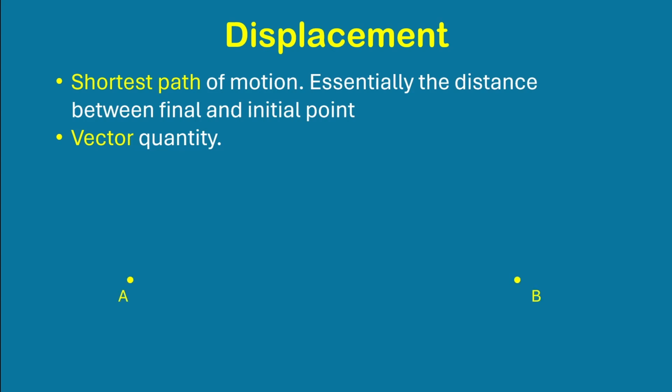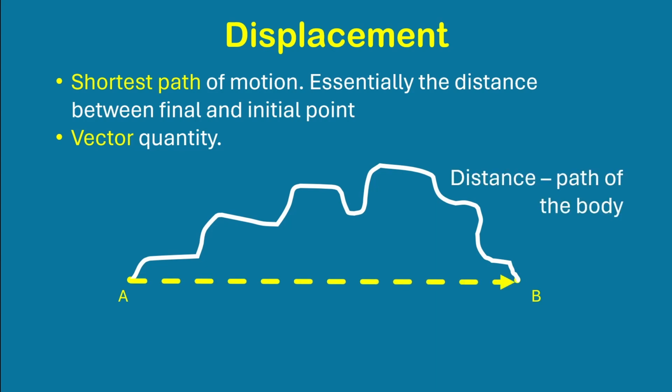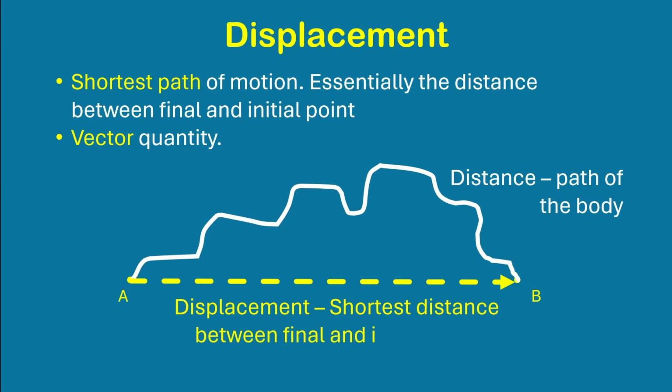Again, taking point A and point B, this was my original path. Distance will be the length of this. However, displacement is the shortest path between the final and initial point. Right? So this yellow arrow will be our displacement, which is the shortest distance between final and initial point.